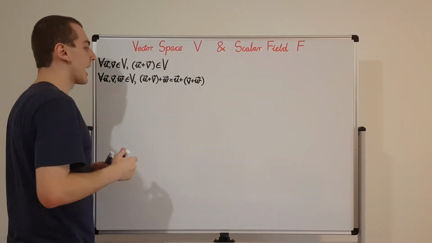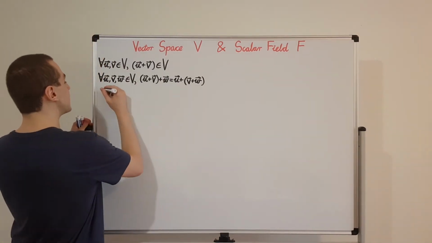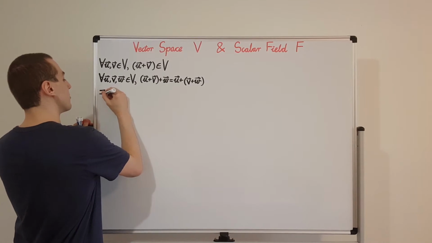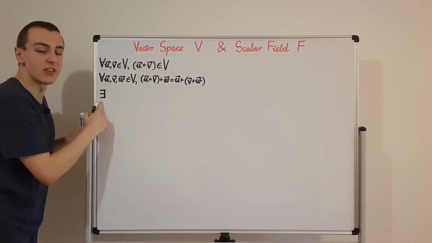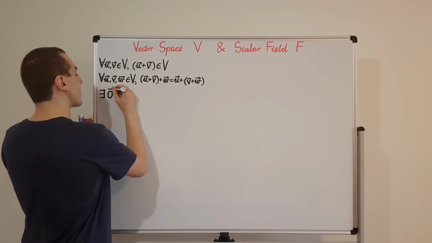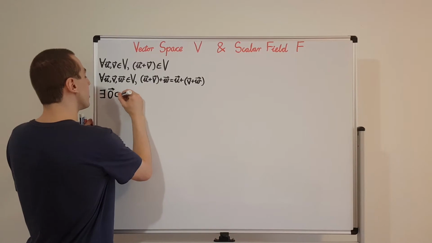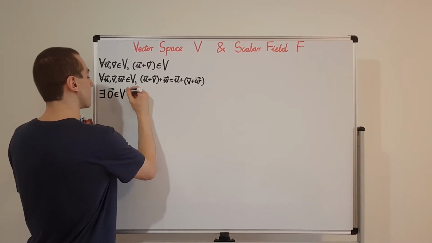Now, let's have a look at another property. That is the identity property. I'm going to say that there exists, I'm going to use this symbol over here, the backwards E means there exists, there exists a zero vector. That is the additive identity. And it is an element of the vector space.